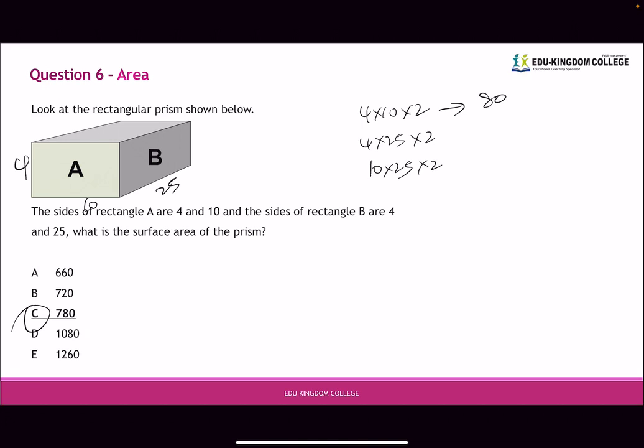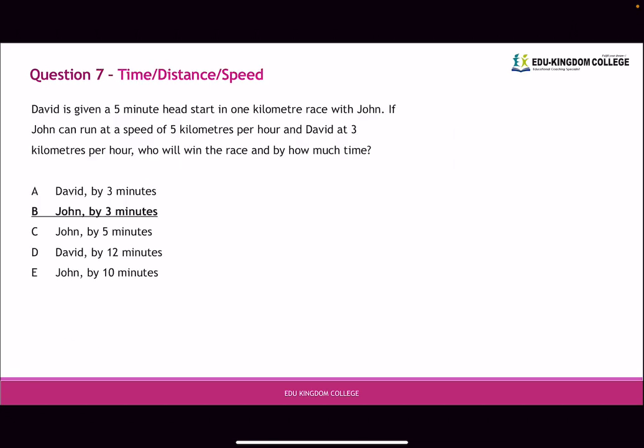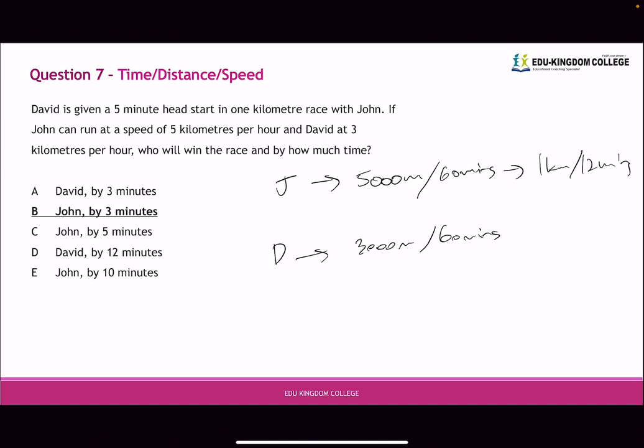So that's 80, that's 200, and that's 500. Now, we have John and we have David. John runs at 5 kilometers per hour, or 5,000 meters per 60 minutes. Okay, David at 3,000 meters per 60 minutes. Now, how long does it take each one to run 1 kilometer? So 1/5 for John, 1/5 of an hour. So 1 kilometer per 12 minutes. For David, it would be 1 kilometer, so 1/3 of an hour, so 20 minutes.